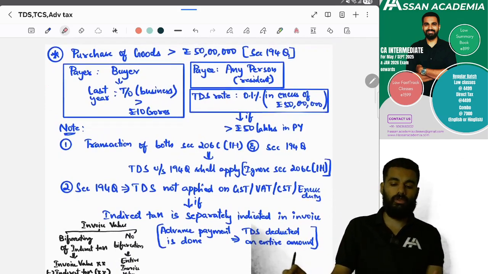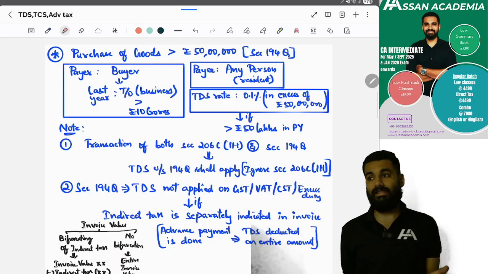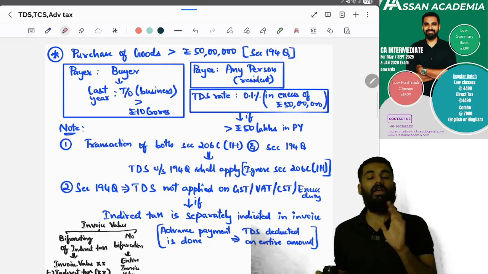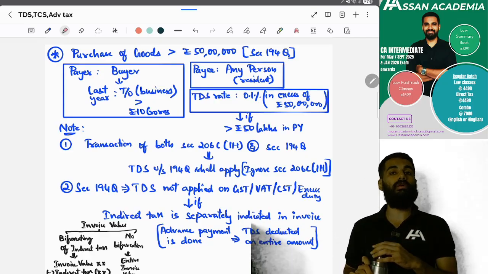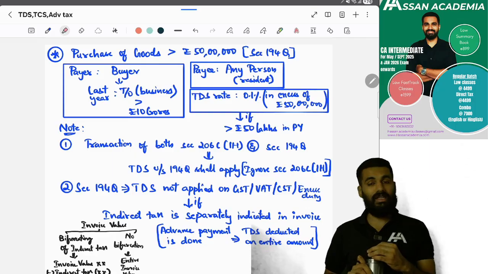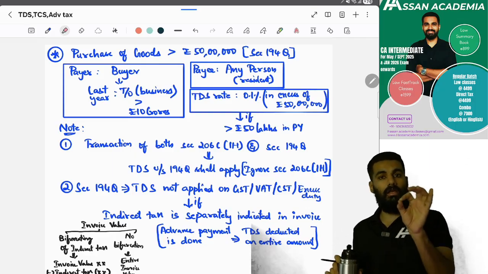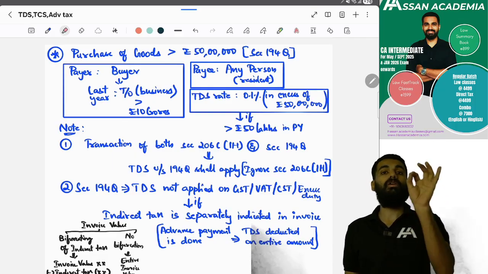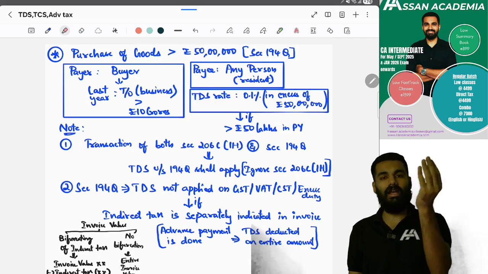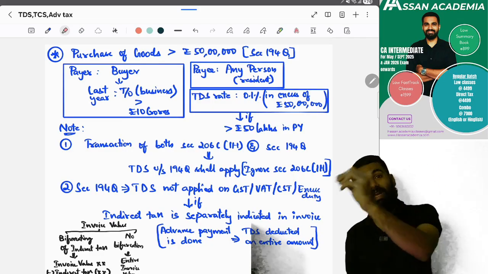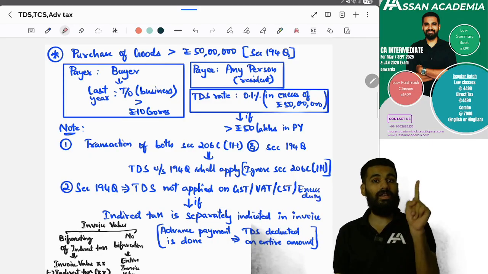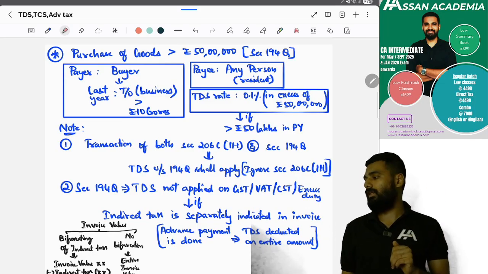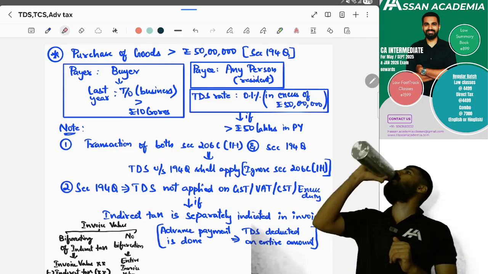194Q, purchase of goods. If the purchase is more than 50 lakhs, then you have to see whether the buyer's turnover in the preceding previous year is more than 10 crores. If that is the case, then he has to deduct TDS at the rate of 0.1% in excess of 50 lakhs. You have to see whether the goods value is more than 50 lakhs. So in excess of 50 lakhs, 0.1 percent. Yes or no? Yes.